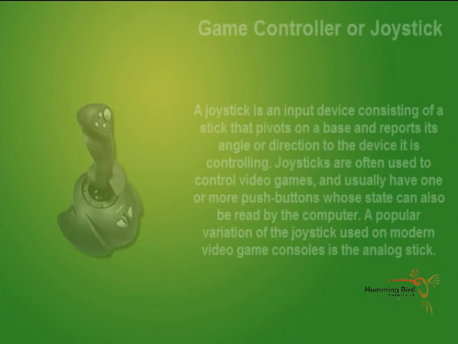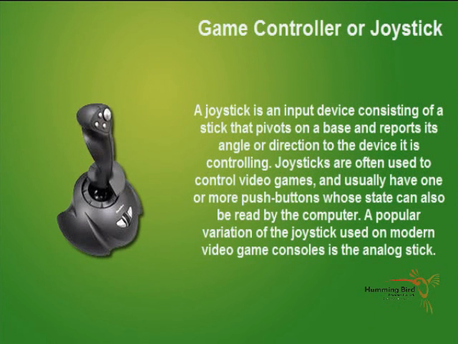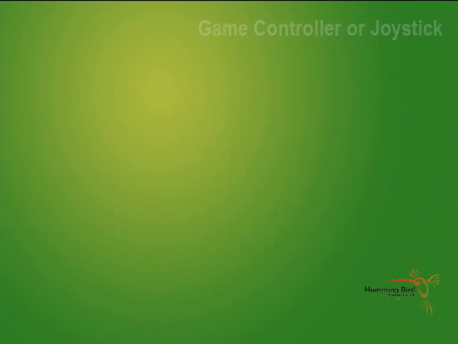The next input device is game controller or joystick. A joystick is an input device consisting of a stick that pivots on a base and reports its angle or direction to the device it is controlling. Joysticks are often used to control video games and usually have one or more push buttons whose state can also be read by the computer. A popular variation of a joystick used on modern video game consoles is an analog stick.